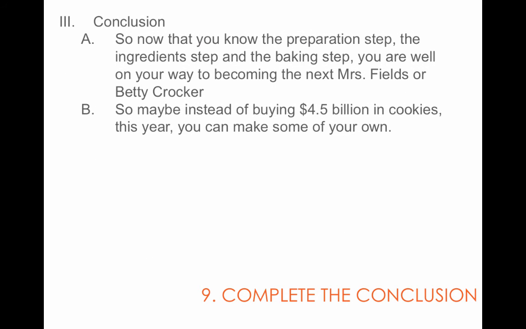Now that we finished the introduction, we're ready to work on the conclusion, which is short and sweet and to the point, and it only has two parts, the summary of main points and circular closure. In my summary, you can see that I have repeated my parallel wording. So now that you guys know the preparation step, the ingredient step, and the baking step, you're well on your way to becoming the next Mrs. Fields or Betty Crocker.